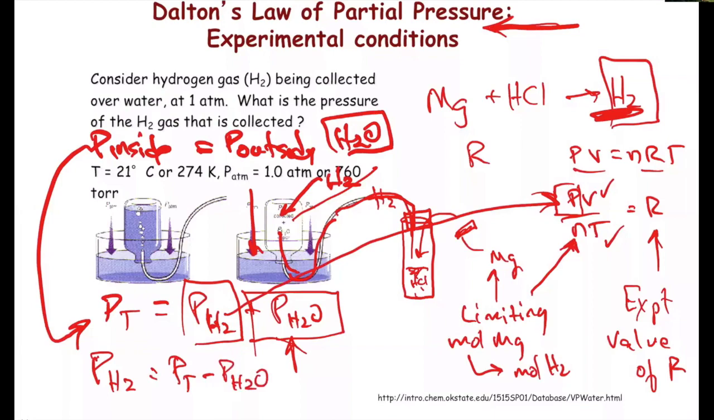We have to subtract the pressure due to the water from our total to get the partial pressure of hydrogen. Once we got the partial pressure of hydrogen, then we have the P, we have the V, we have the T, and we calculated the n. So that's what this problem is about. Okay, this problem, more than anything, is very related to the experiment that you guys are having today. And you'll probably hear me do this problem again in lab, but it never hurts to hear something twice.